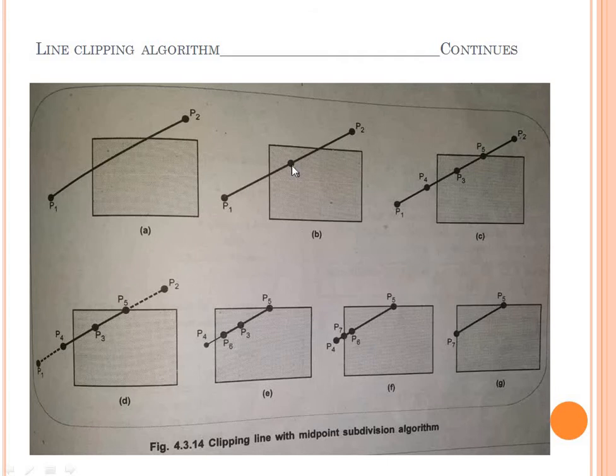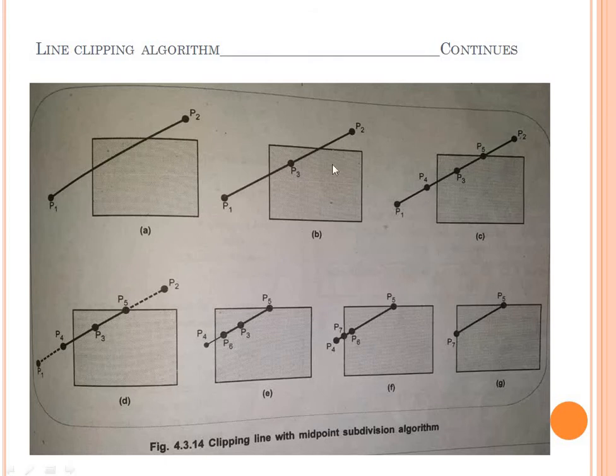Then we calculate the midpoint, that is P3. P3 is equal to P1 plus P2 divided by 2, and we subdivide this line into two equal parts, that is P1 P3 and P3 P2. These two lines are equal. Then again we check the visibility.